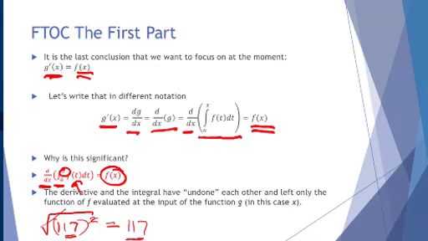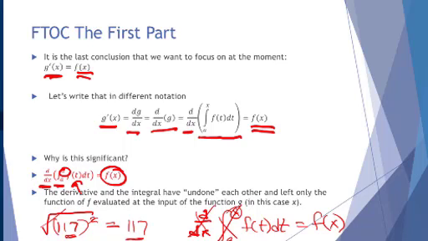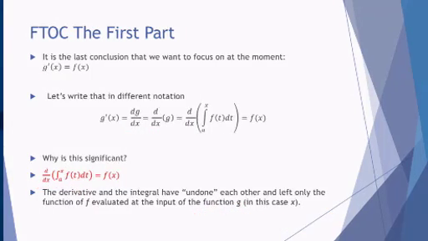They undo each other. So when you take the derivative with respect to x of the integral from a to x of f of t dt, the derivative and the integral essentially undo each other and leave you with f of x, your function evaluated at that variable, which in this case is x. So let's take a look at a couple examples.